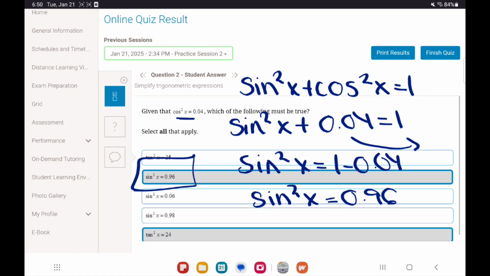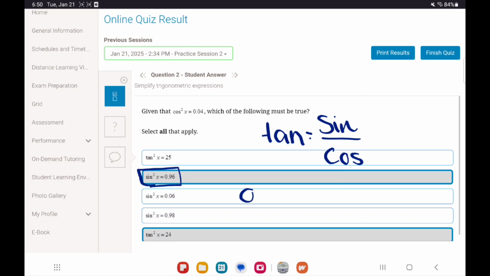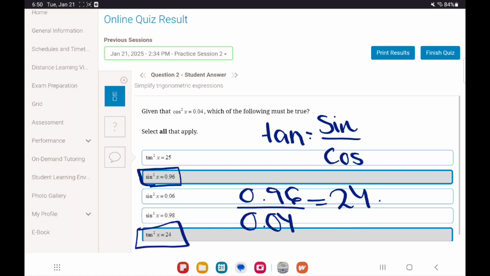And then the other choices are about tan. So we know tan is sine over cosine, right? So let's put our cosine and our sine that we found. Our sine we found is 0.96, so put 0.96 over 0.04. Do it on your calculator. You're going to get 24, and that's your tan.